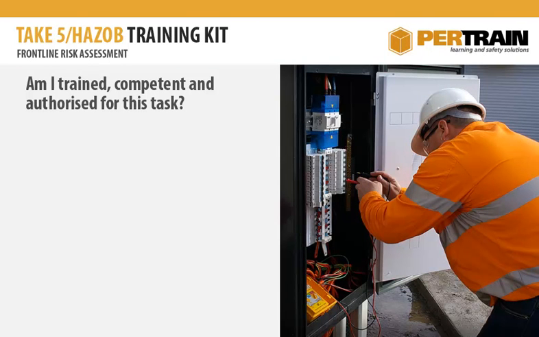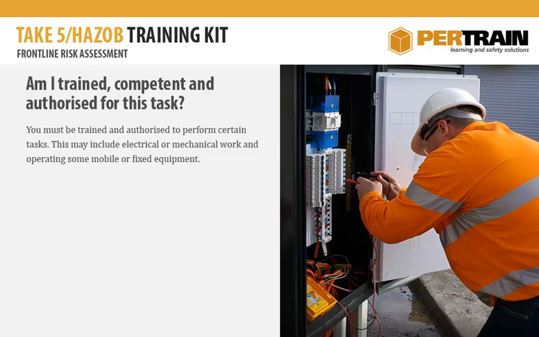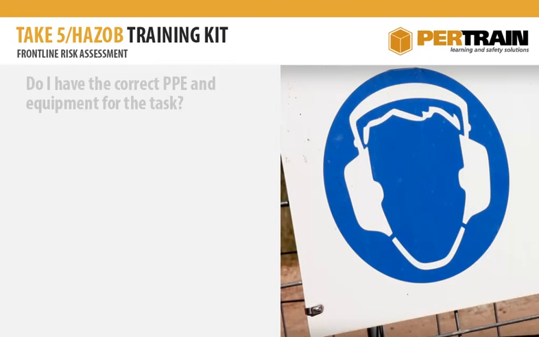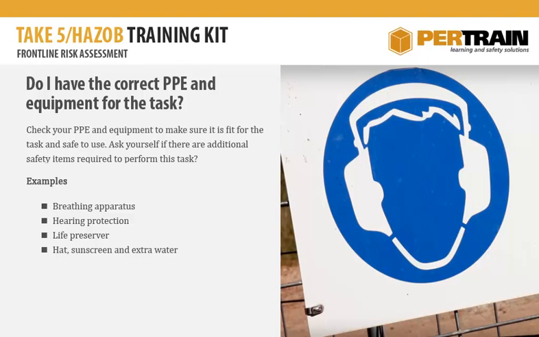Am I trained, competent and authorized for this task? You must be trained and authorized to perform certain tasks. This may include electrical or mechanical work and operating some mobile or fixed equipment. Do I have the correct PPE and equipment for the task? Check your PPE and equipment to make sure it is fit for the task and safe for use. Ask yourself if there are additional safety items required to perform the task. Examples include, but are not limited to, breathing apparatus, hearing protection, life preserver, hat, sunscreen, and extra water.